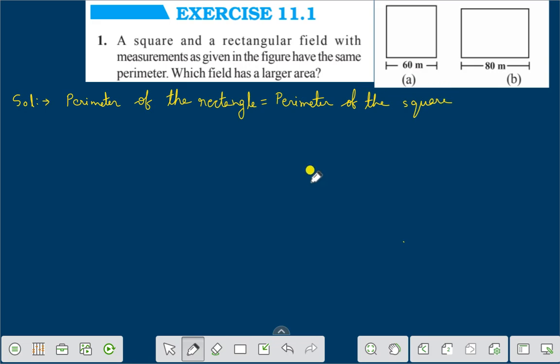Now we know that the formula for perimeter of a rectangle is 2 into length plus breadth. And perimeter of the square is equal to 4 into side of the square.